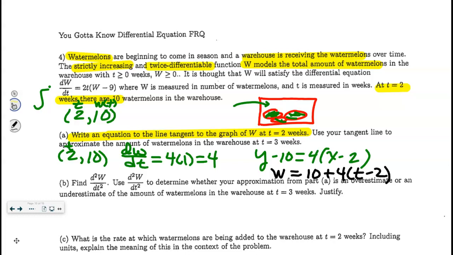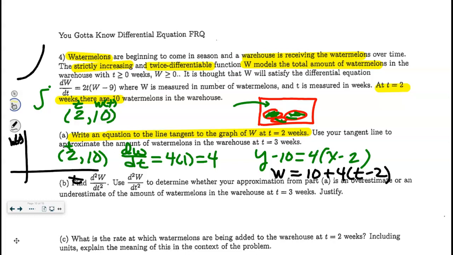I like to go back. They honestly will take both forms, green or black. I like black because it gives me context. Like, well, what is this? It's giving me watermelons. All right, so I have this strictly increasing watermelon function that I call W of t.